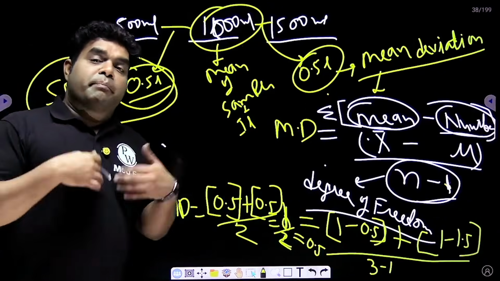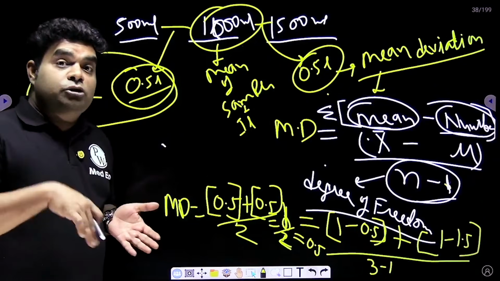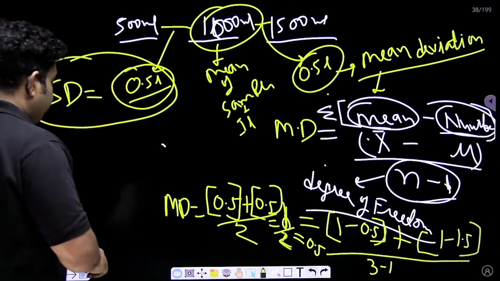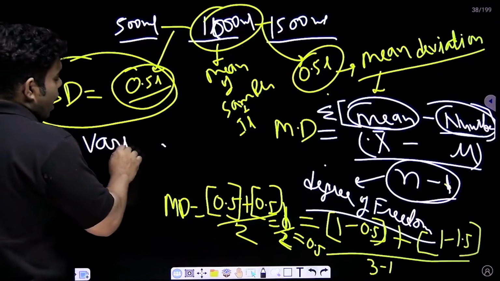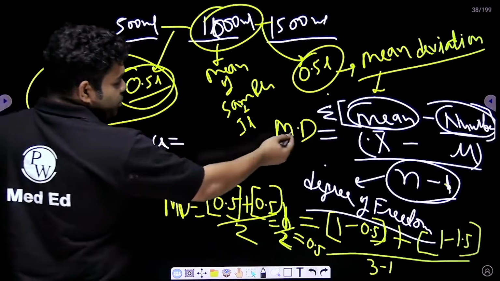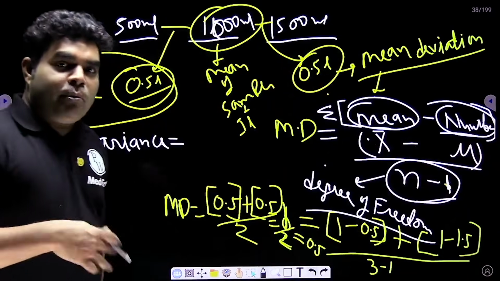What is the other method of removing minus sign? The second method of removing minus sign is by doing a square, because minus into minus will remove the minus. So when we find variance, we are doing the square to remove minus sign. So what will be the formula of variance? Mean deviation formula, we just have to put a square and it will become the formula of variance.